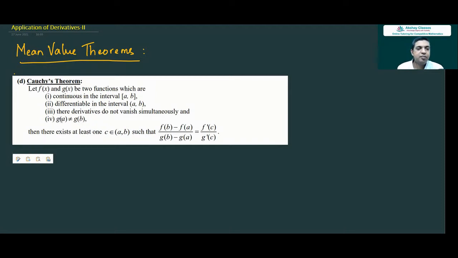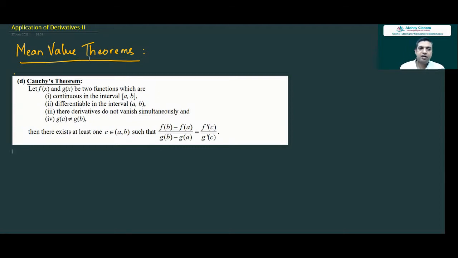And the function in the denominator does not have equal values at the extreme ends of the interval. That is, g of a is not equal to g of b. Then there exists at least one c belonging to (a, b) such that f of b minus f of a by g of b minus g of a is equal to f dash c by g dash c.